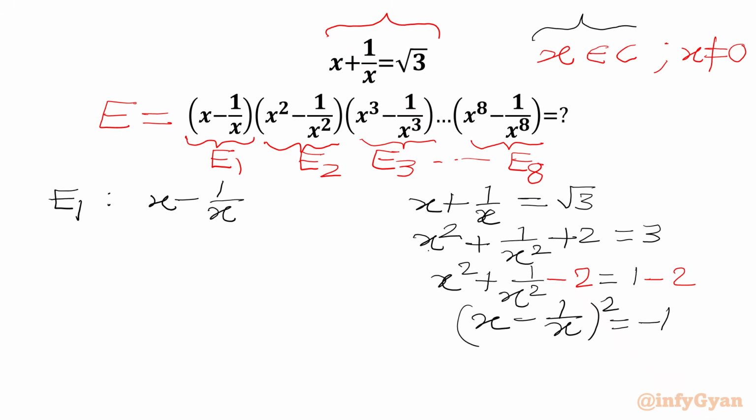Because x belongs to complex numbers, we can write minus 1 equal to i square. After taking the square root on both sides, we will get expression E1. It is x minus 1 over x equals plus or minus i. Now we have E1. Similarly, we will find E2.